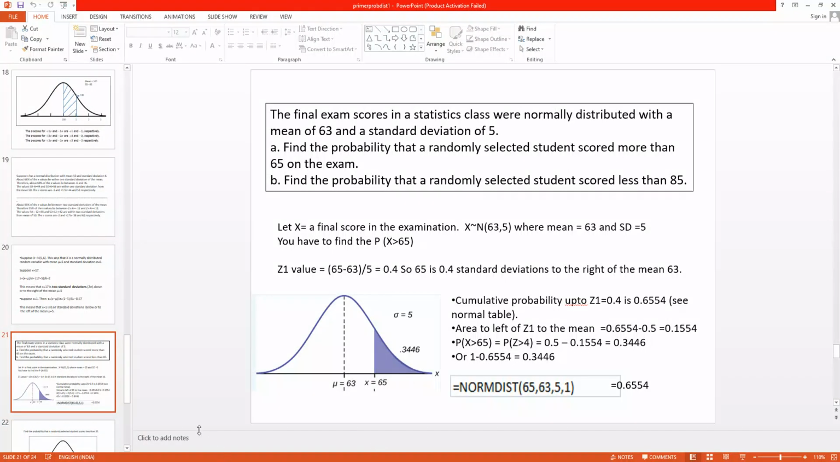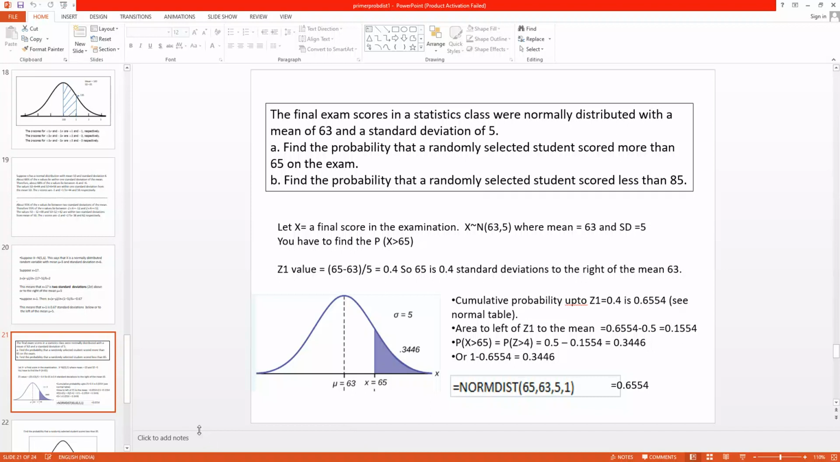So let's take an example. You have a final exam score in a statistics class, which are normally distributed with a mean of 63 and standard deviation of 5. So find the probability that a randomly selected student scored more than 65 and a randomly selected student scored less than 85.